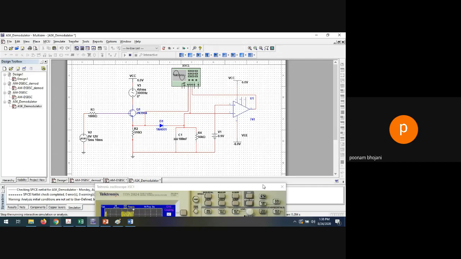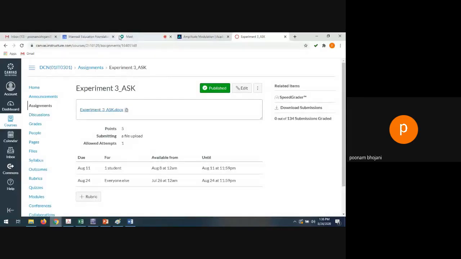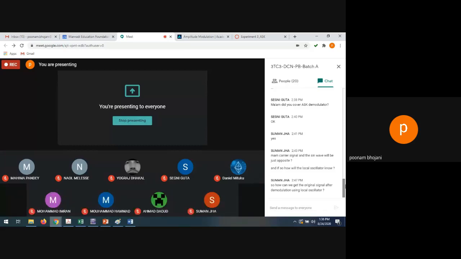If anyone is having any doubt, then you can tell me. So how can we get the original signal after demodulation using local oscillator? Yeah, that's what I was telling you, Suman, that it will require a mathematical formula. Mathematical derivation will be very long in this case, right? So the mathematical derivation will give you only the message signal in the output. Any doubt in this ASK demodulator circuit, anyone? No doubts to anyone?